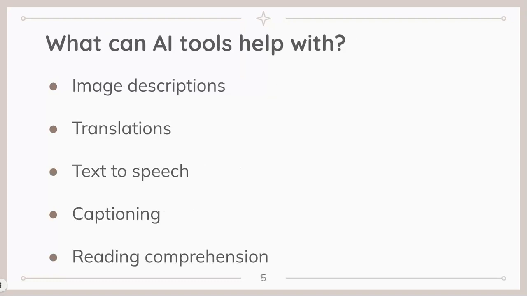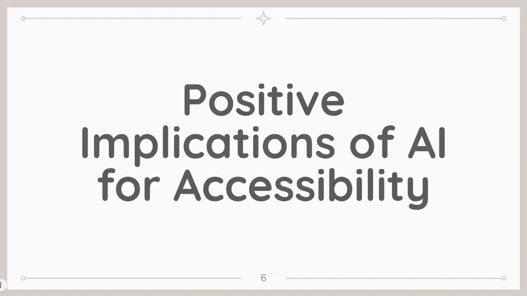So some of the things that these AI tools can help with are image descriptions, providing translations, creating text-to-speech, captioning, and reading comprehension for students and people with disabilities. And again, these are just some of the many ways that AI tools can help students.